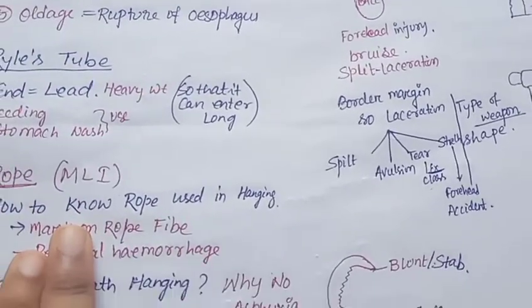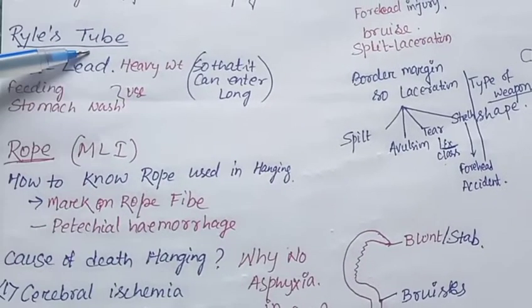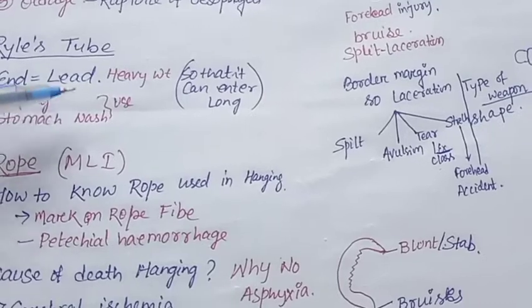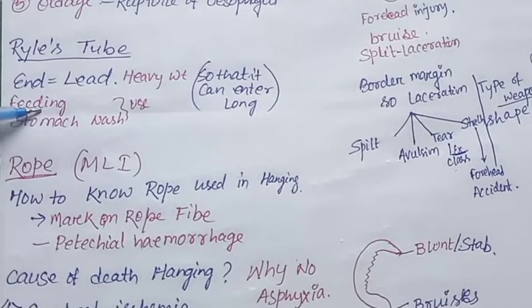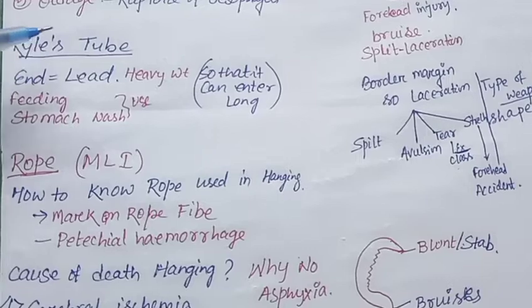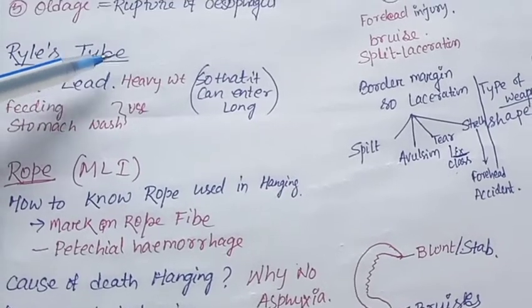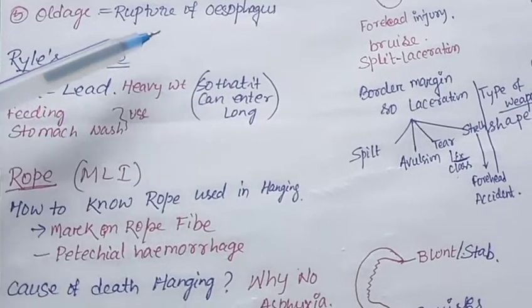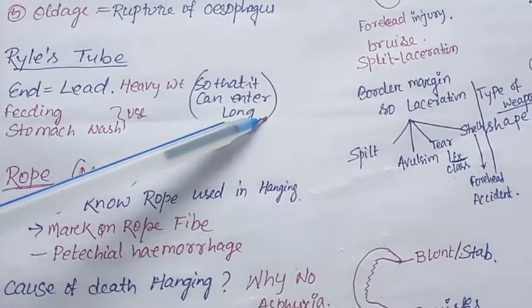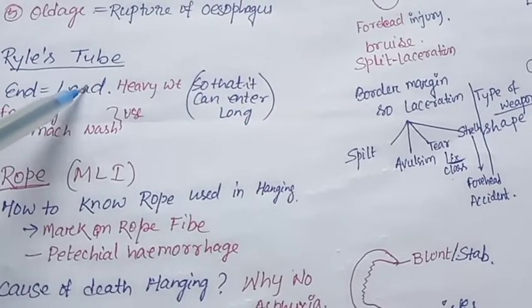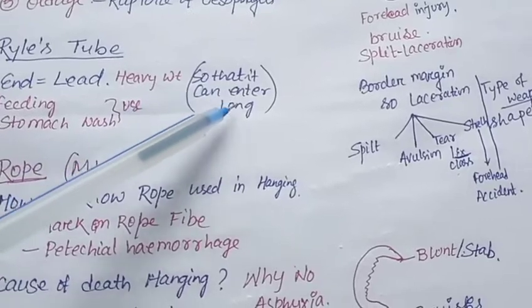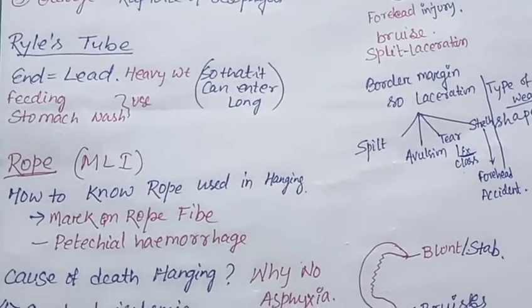Now, Ryle's tube. What is the importance of Ryle's tube? Ryle's tube is usually used for stomach wash and for feeding purposes for the baby. So what are the parts of the Ryle's tube? You can see in the figure. Then what is the end point of the Ryle's tube? There is a lead present, because it carries the heavy weight.